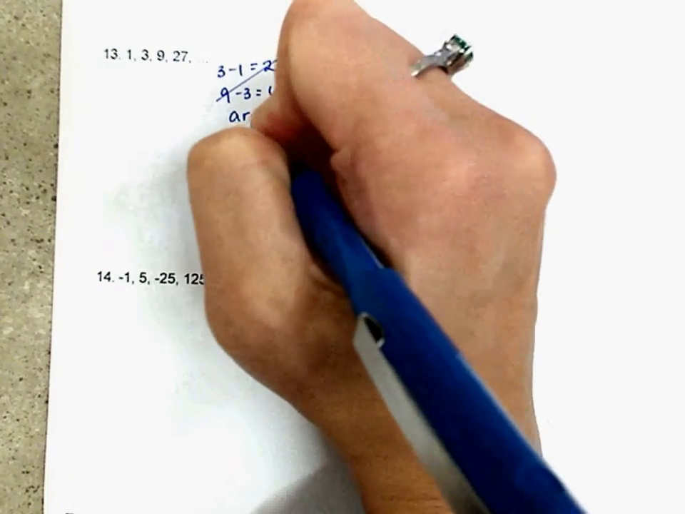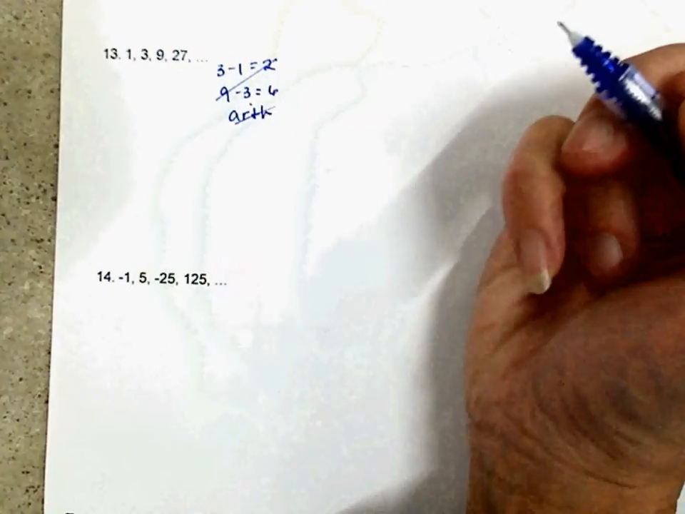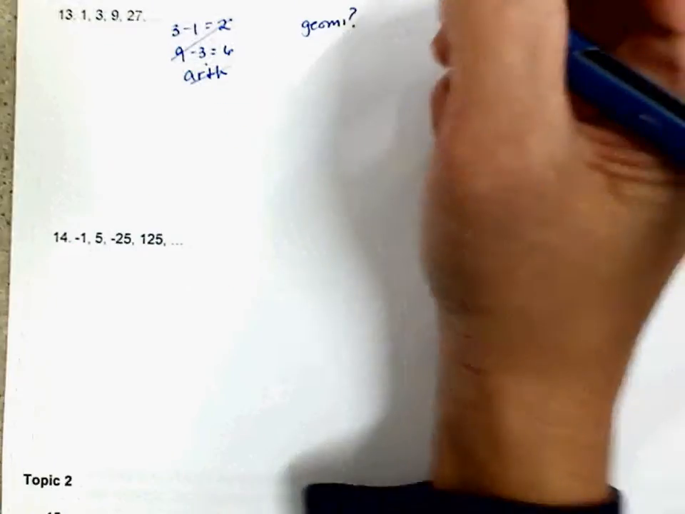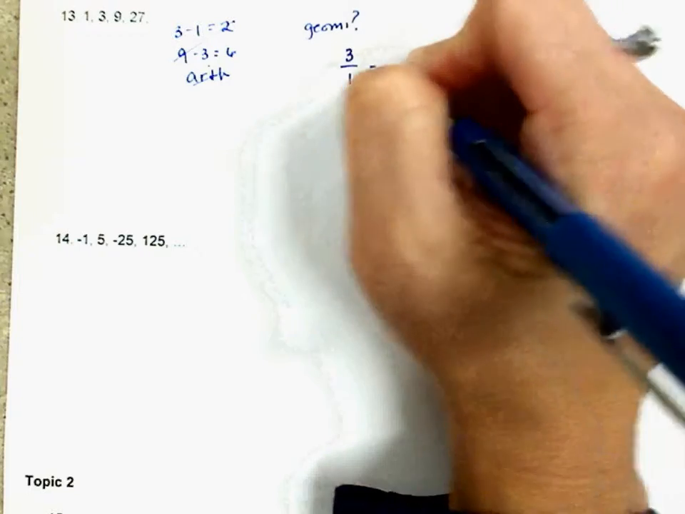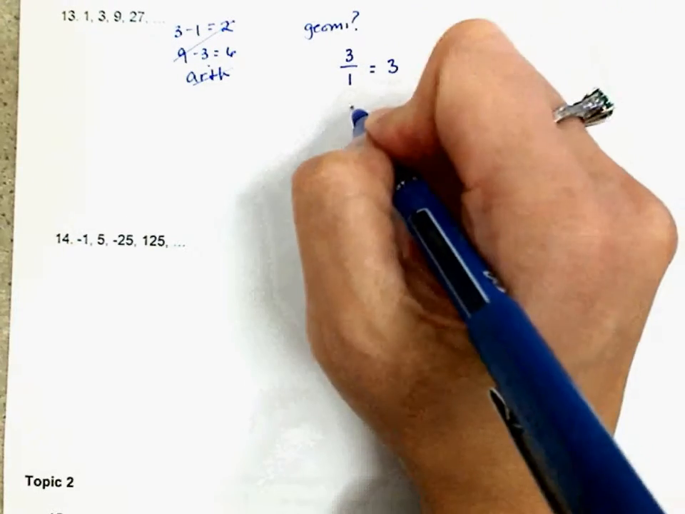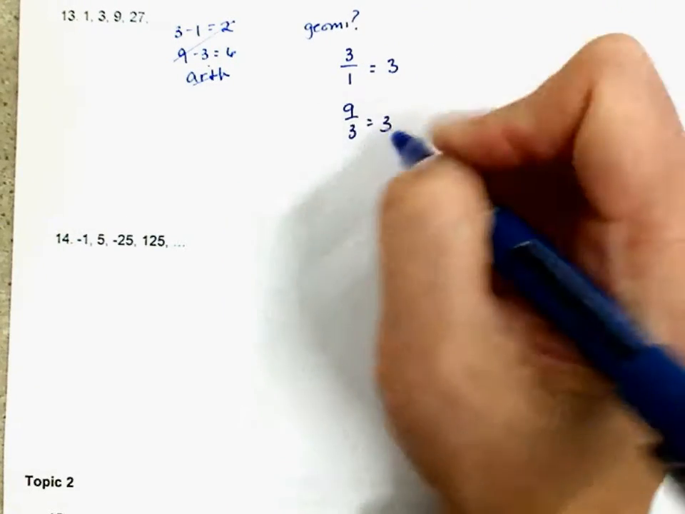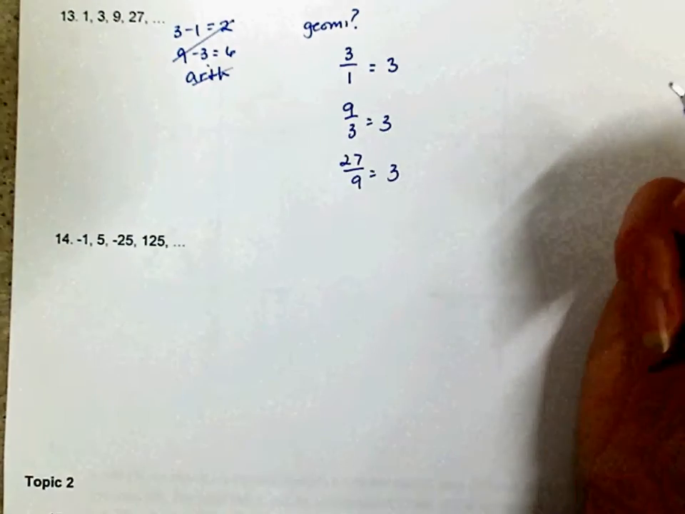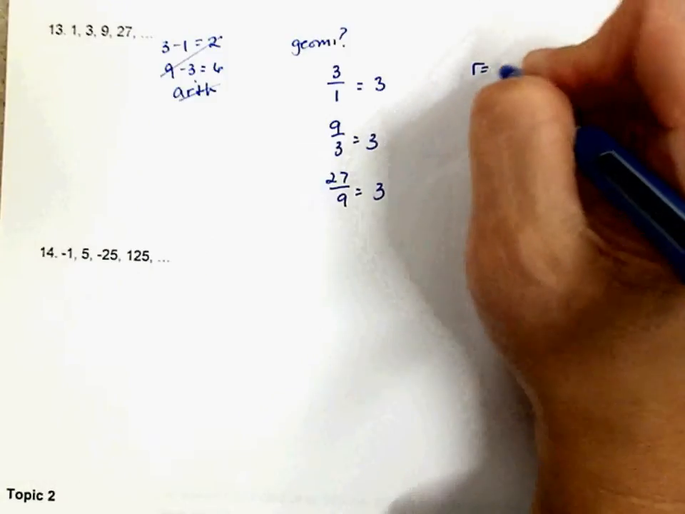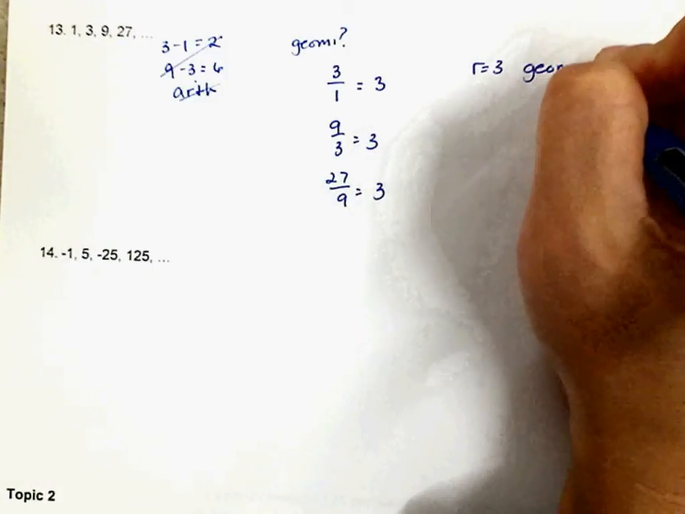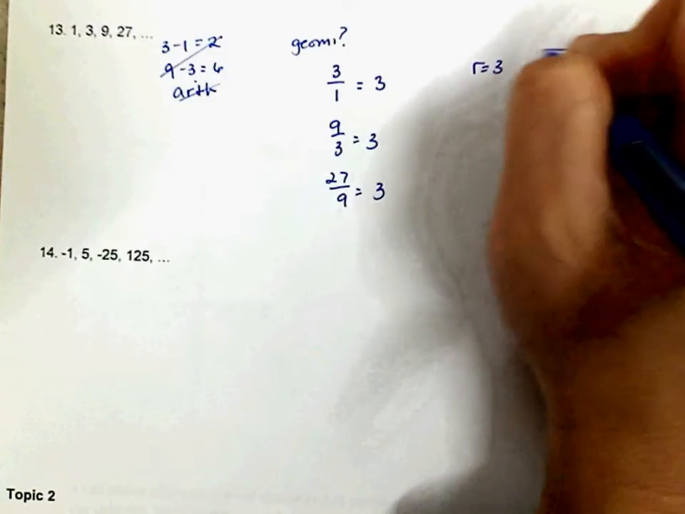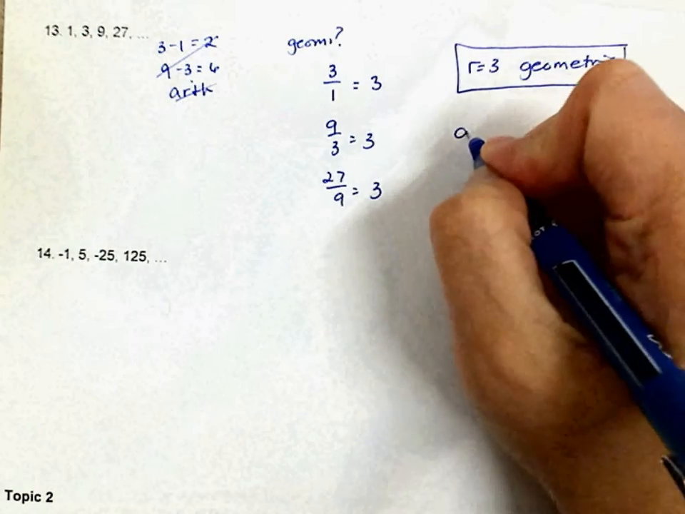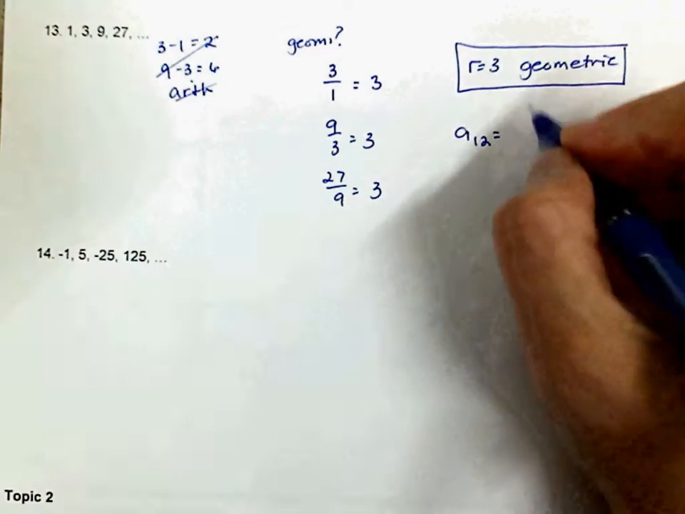Okay? So let's try if it's geometric. Ready? Second divided by the first is 3. 9 divided by the previous one is 3. 27 divided by the previous one is 3. Notice the division. So that tells you the r is 3, and since you have an r, that makes it geometric. To find the 12th term, you're going to use the formula right here. That's the formula you're going to use.